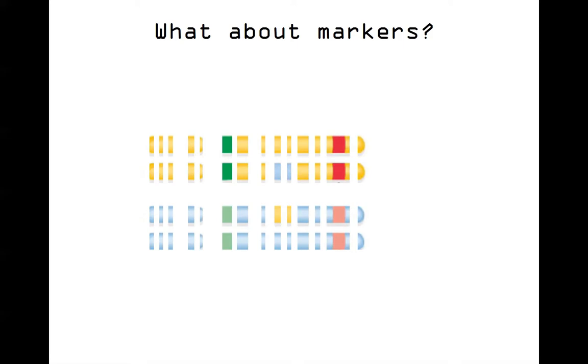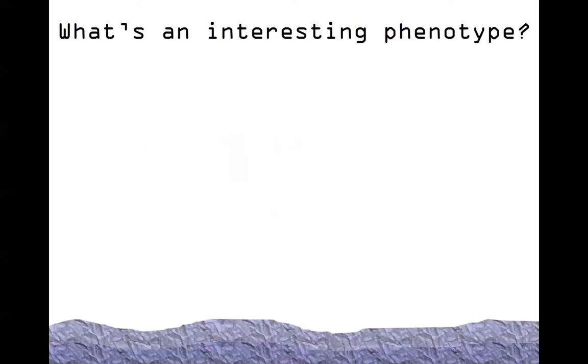So the first thing we needed was markers. We're going to circle back around to that at the end when we combine it with our other principles we're going to be looking at. But the second thing we needed was an interesting phenotype. So what is an interesting phenotype? Like, what in the heck is that?